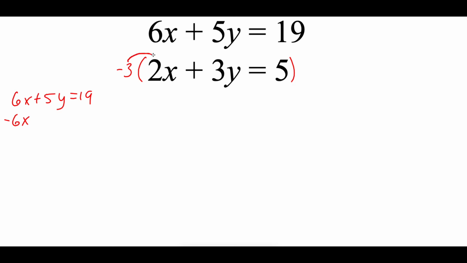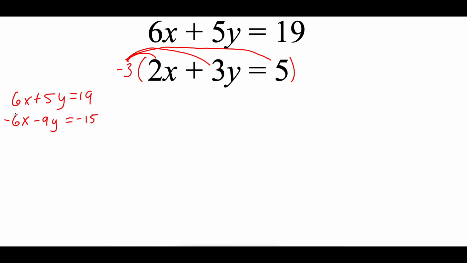So when we take the negative 3 times the 2x, we get the negative 6x that we were looking for. Then we have to take the negative 3 times the positive 3y, and that's going to give me negative 9y. But then we also have to take the negative 3 and multiply it by the 5. So that's going to equal negative 15.